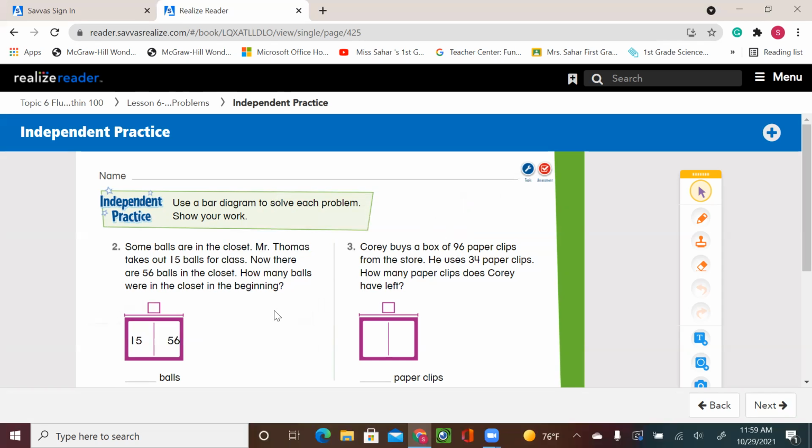Right? So what's missing? How many balls were in the closet in the beginning, before he took the 15, and what he has left? That means it's one step. We're going to add the 56 and the 15 to get our missing number. So let's add them. 56 plus 15.